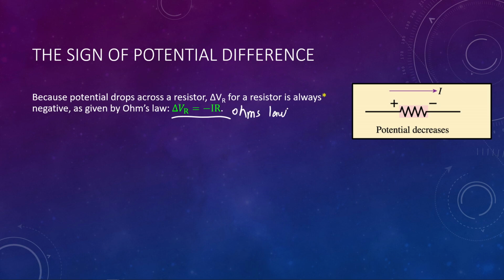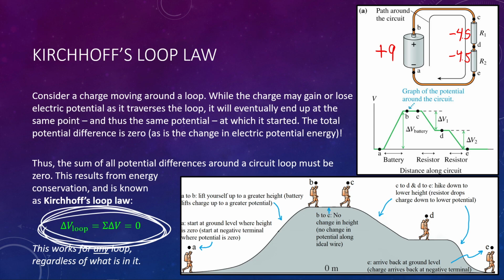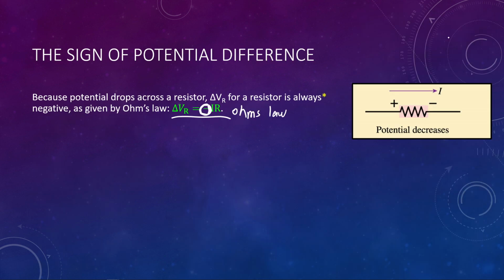Right? So Ohm's law is delta V equals IR. Again, in this case, we're just applying a minus sign because we know it's going to drop our voltage, just like we saw in that last slide. We saw that minus 4.5 volts across our resistors. So the equation for potential across a resistor is just given by Ohm's law, and it's negative because it drops our potential.